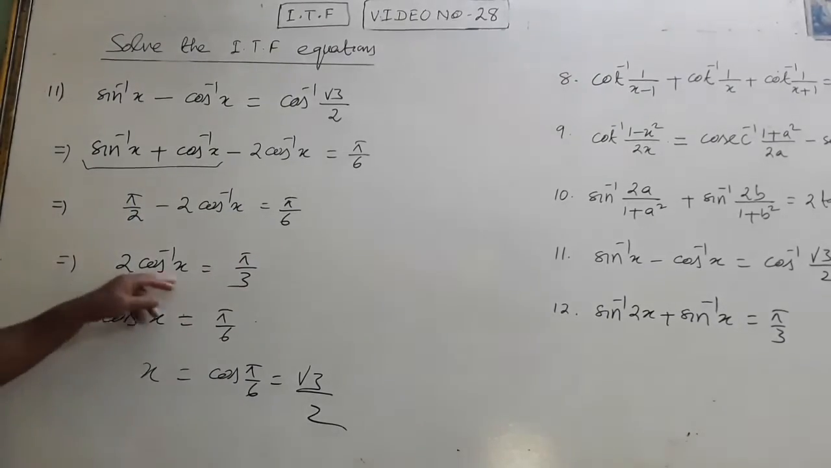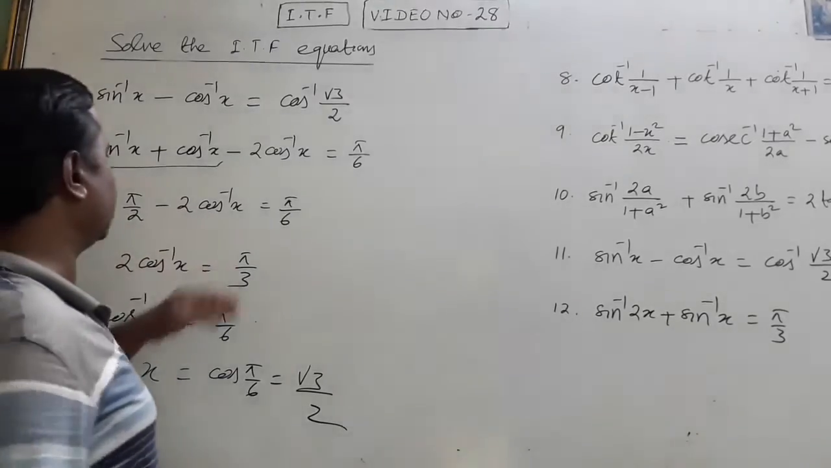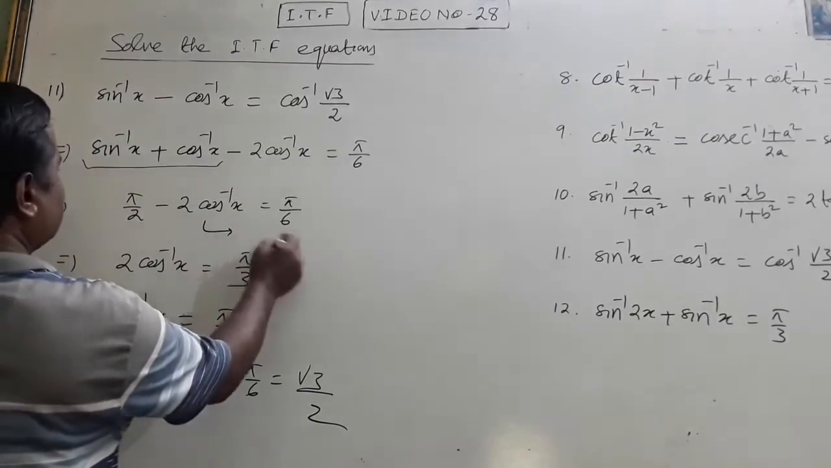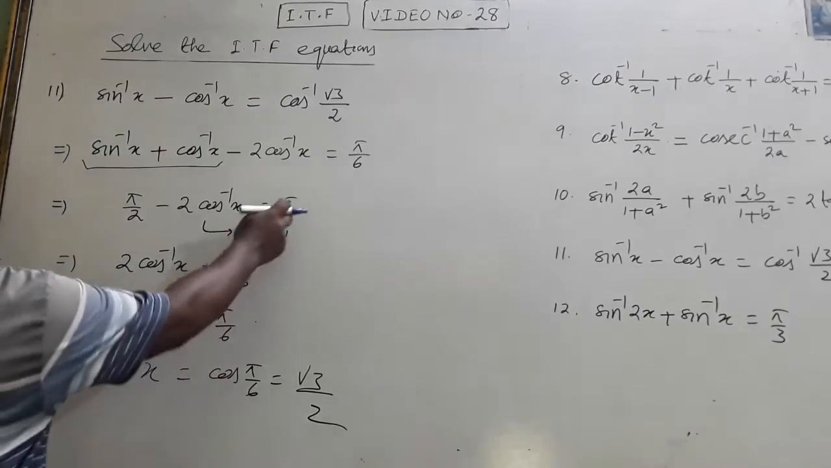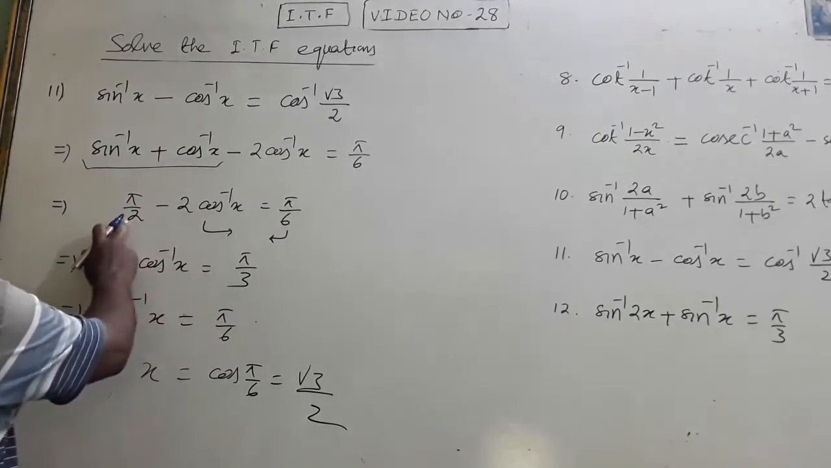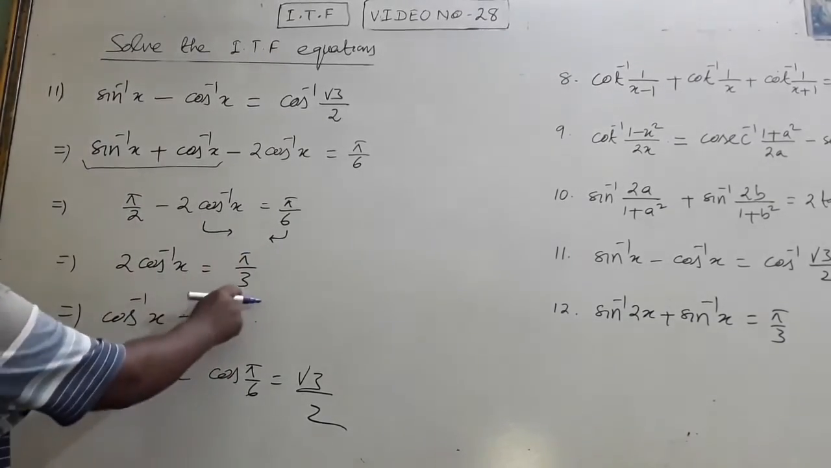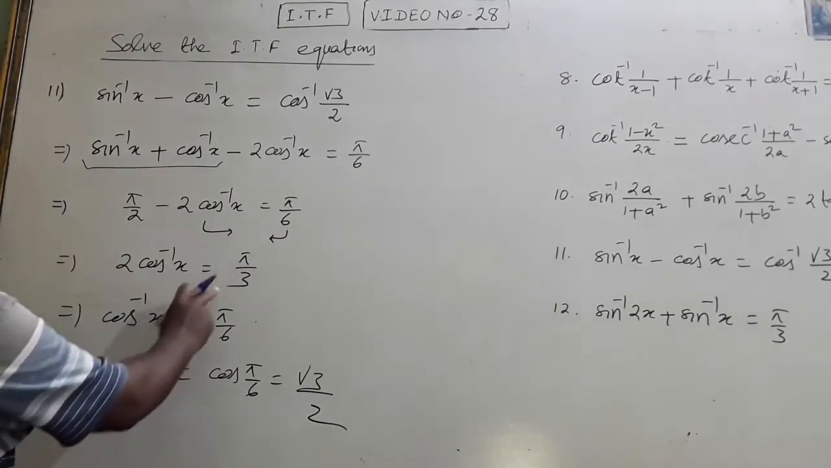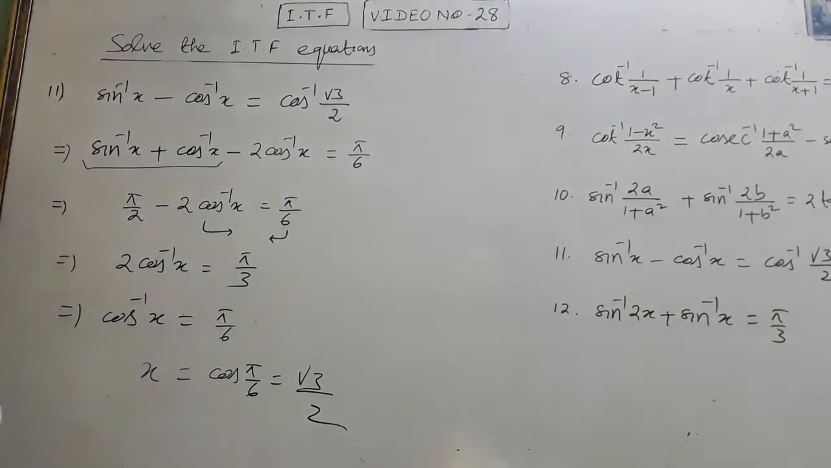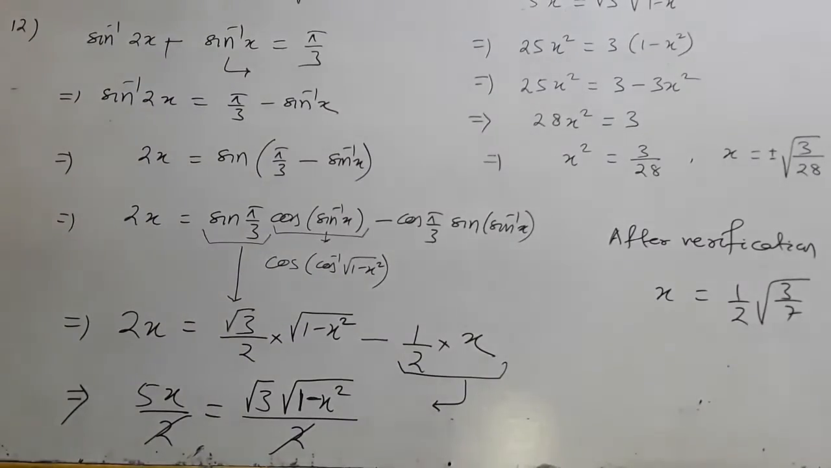Now 2 cos inverse x goes to that side, and pi by 6 will come to this side. It is 30 degree, it is 90 degree. 90 degree minus 30 degree is 60 degree, pi by 3. Cos inverse x is pi by 6, x is equal to cos pi by 6 is equal to root 3 by 2. Okay. Now observe number 12.